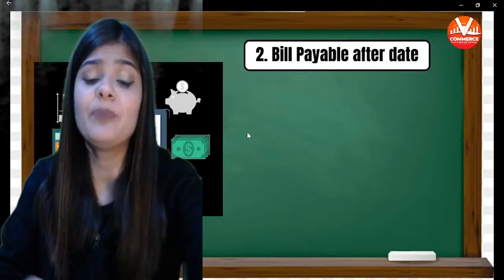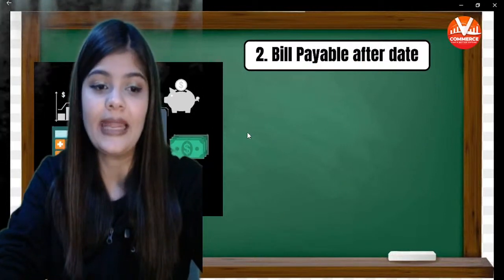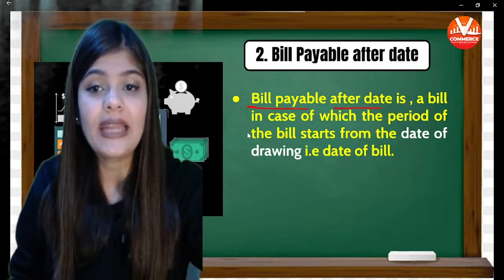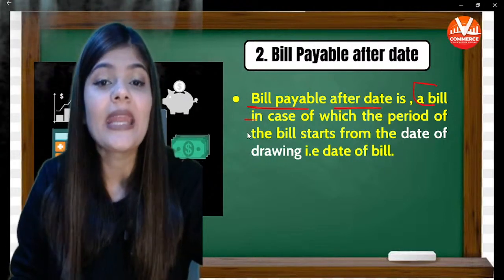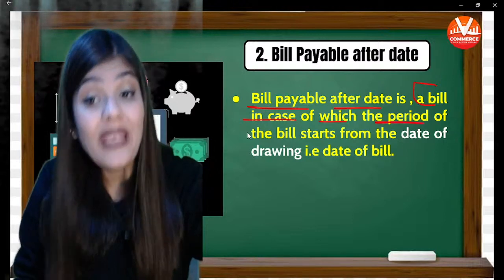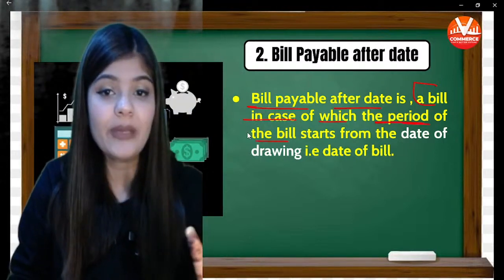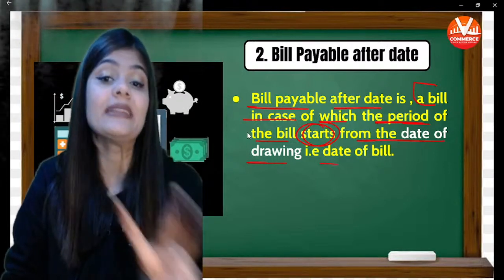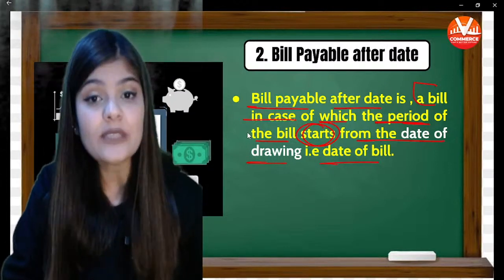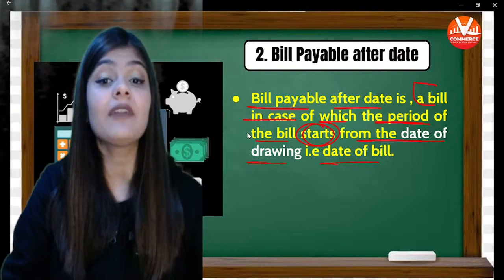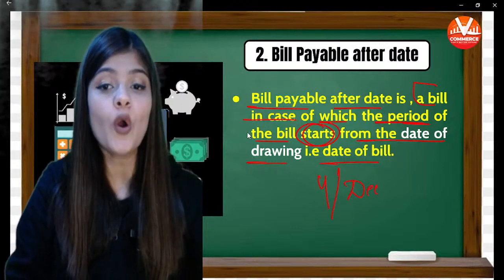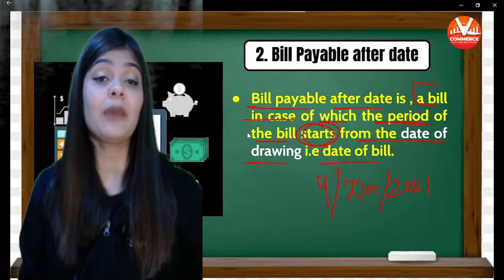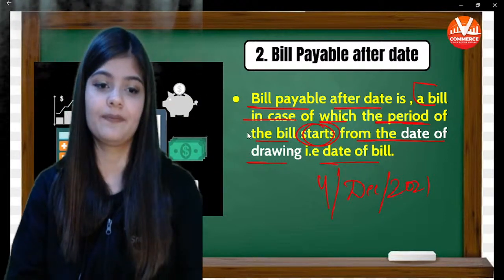So here we have the bill payable after date. Bill payable after date is a bill in case of which the period, the 2 months of the bill starts from the date of drawing the bill. So in this bill, the 2 months will start from the date of bill, 4th of December. So this is bill payable after date.